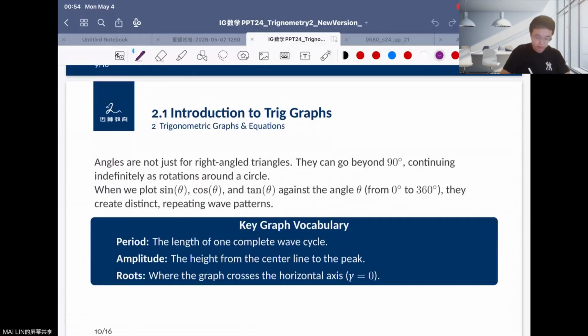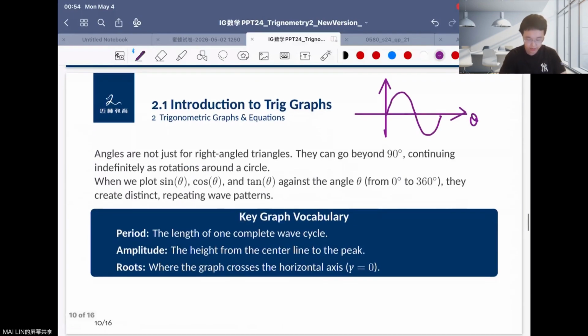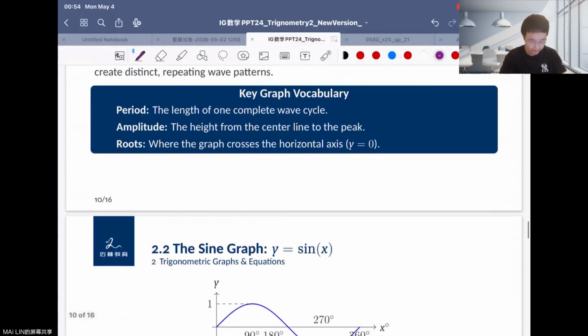Then you can draw a graph like here. For a sine function, you can try sine 50 degrees, sine 30 degrees, sine 60 degrees, and then you will draw a graph like this. This is the sine function's graph. Also for cosine and tangent, you can draw them all.